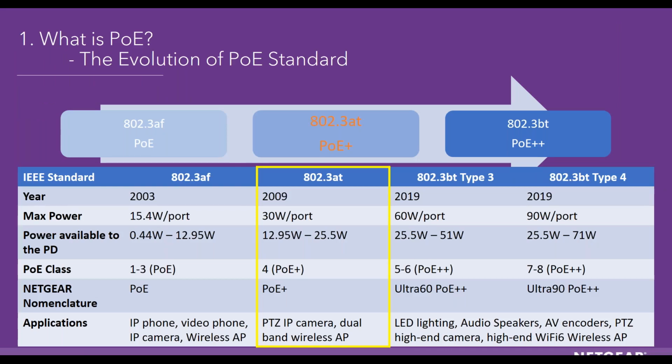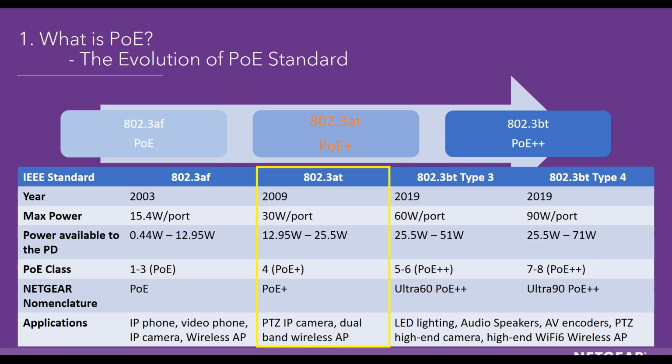Let's see the evolution of the PoE standard. Power over Ethernet was first ratified in 2003 as IEEE 802.3af, which provides 15.4 watts of DC power to each port. As the need for more power per port grew, the IEEE ratified a newer standard in 2009, called PoE Plus, IEEE 802.3at. This provides up to 25.5 watts per port for the device.